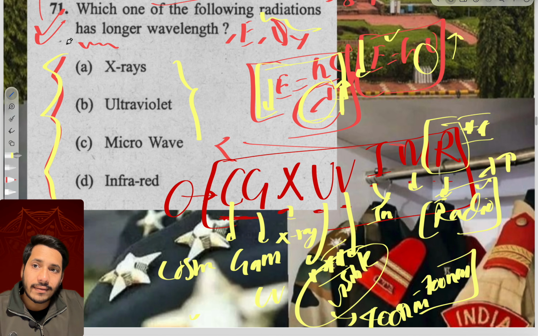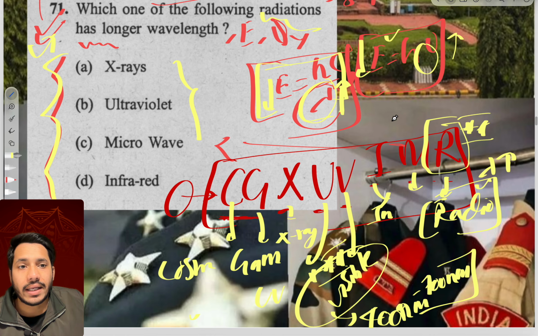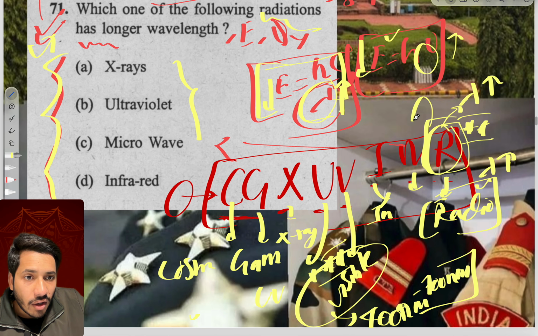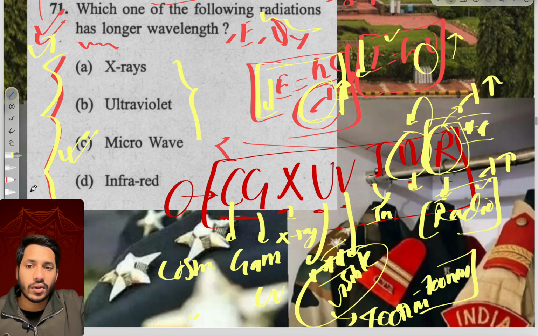Now let's focus on this particular question. They are asking which one of the following radiations has a longer wavelength. To solve this question, you must know that the radio wave has the highest wavelength. So which one is left? Microwave. You can simply click on the option and solve your question right here.